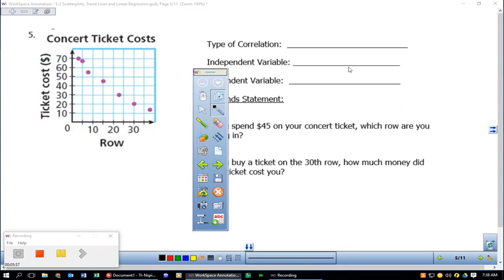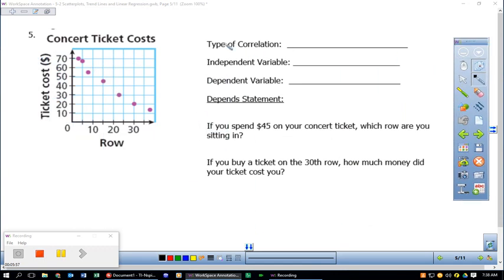Number 5, we get the same setup. Type of correlation: it looks like it's tending to decrease, so it is going to be a negative correlation. The independent variable is always on our x-axis, so row number, because this is actually for concert tickets. And the dependent variable is the ticket cost.